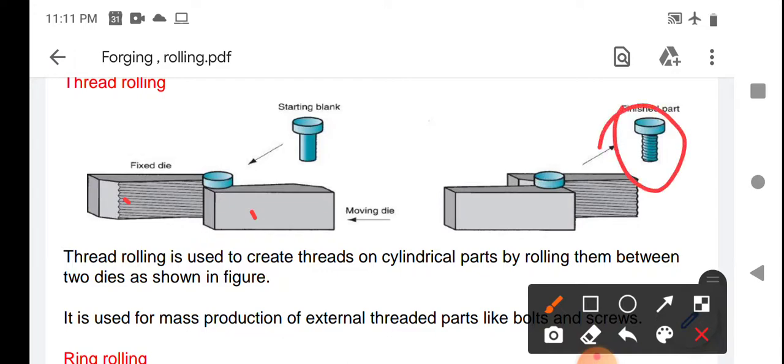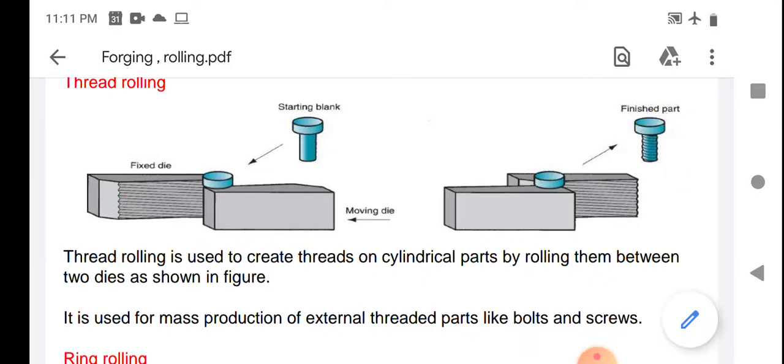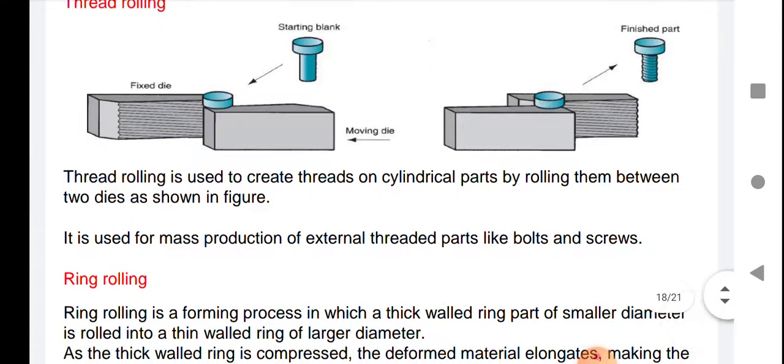The thread rolling is used to create thread on cylindrical parts by rolling them between two dies, as shown in the figure. It is used for mass production of external threaded parts like bolts and screws.